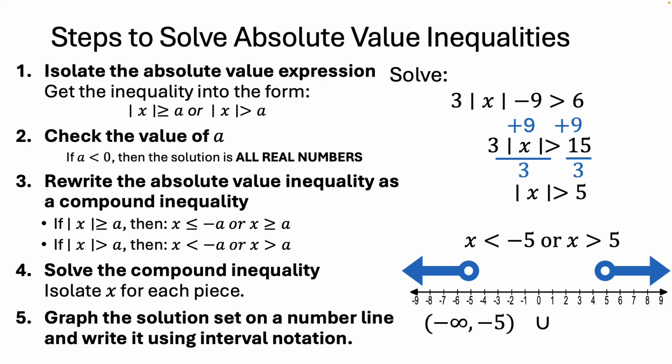This is going to be in union with the interval that describes the next piece, which is where x is greater than 5. That would be from 5 to infinity. Infinity once again receives a round parenthesis. 5 receives a round parenthesis here because of the strict inequality. Now we've written our answer 3 different ways. Let's finish this video by solving a few more examples.